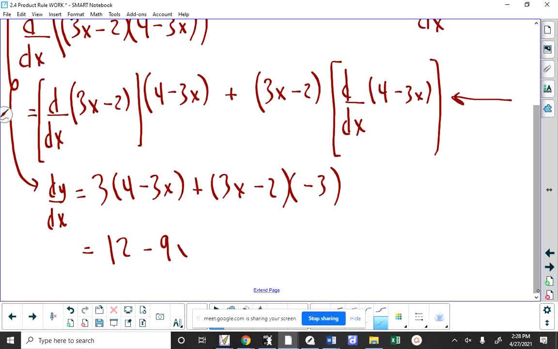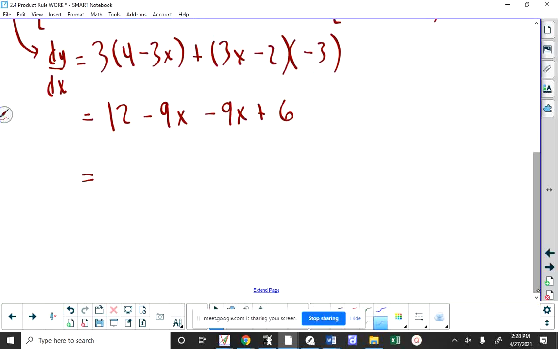12 minus 9x minus 9x plus 6. I'm just multiplying out the 3 and the 4 minus 3x, and the negative 3 and the 3x minus 2. You should double check. I've already double checked it at least once. I think it's okay. So the derivative is equal to negative 18x plus 18, which we certainly don't have to factor, but why not? You're going to have to factor everything later, sooner or later anyway.